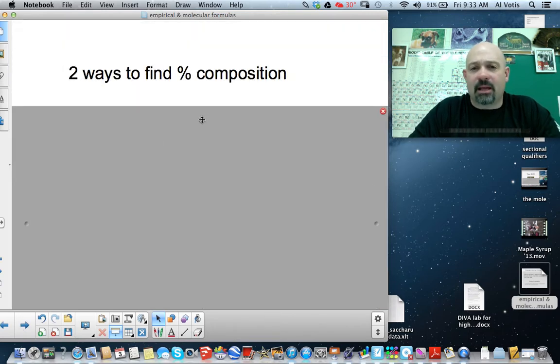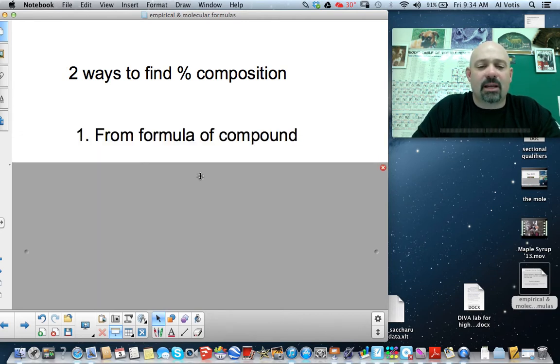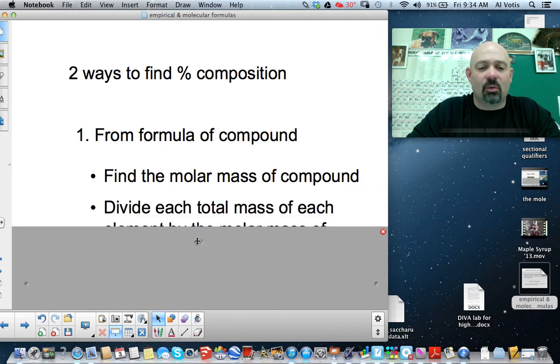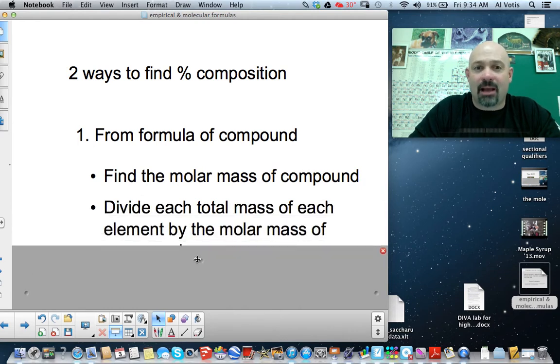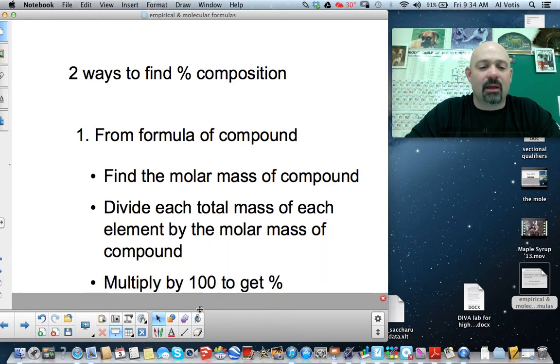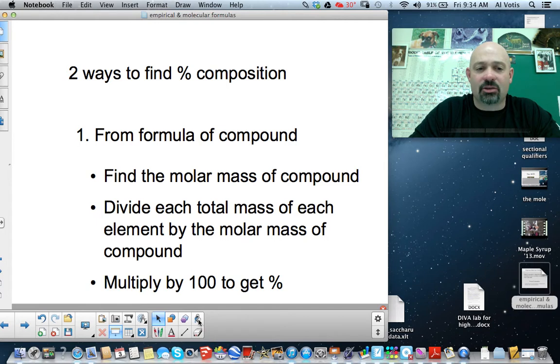There are two different ways that we can find percent composition. The first method is from a formula of a compound. If we're given a formula, we can find out what the percent composition is going to be. Basically, we find the molar mass of the compound like we found molar mass before. Then we take the total mass of each element, its atomic weight times the number of atoms there are. We take that product and divide it by the molar mass of your compound. Then we multiply by 100 to get your percentage. We're going to see this on the next slide.